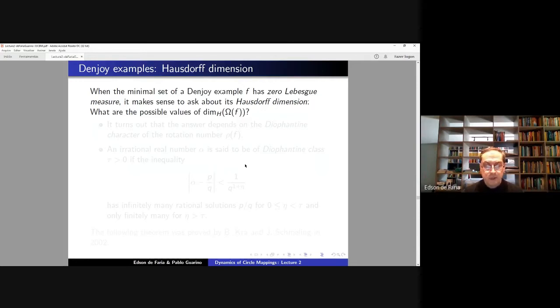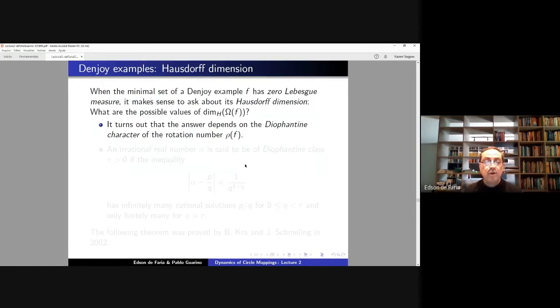So I would like to mention to you here a more recent result. If you're looking at Denjoy examples that have 0 Lebesgue measure, it makes sense to ask, what is the Hausdorff dimension of this minimal set? It has 0 Lebesgue measure, so what are the possible values for the Hausdorff dimension? It turns out there is a slightly surprising answer: it depends on the nature of the rotation number of F. More precisely, it depends on the so-called Diophantine character of the rotation number.